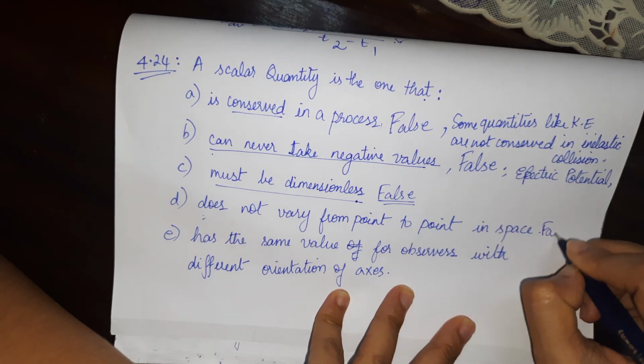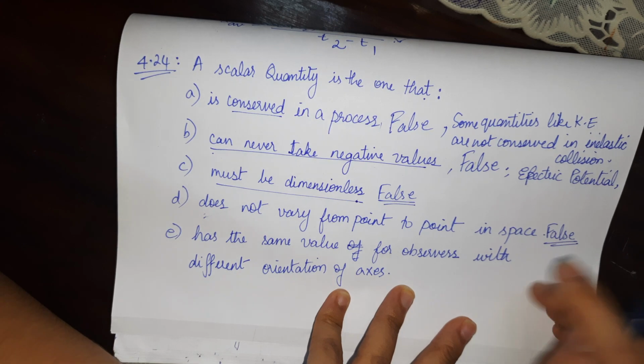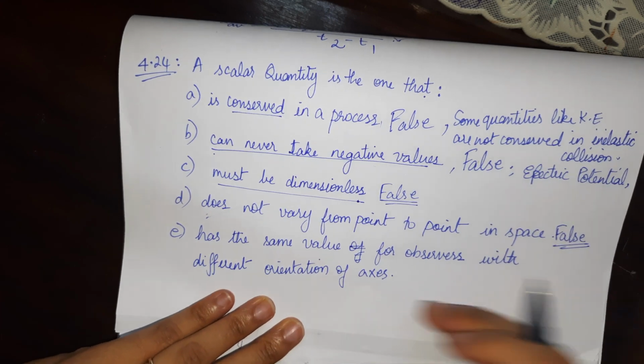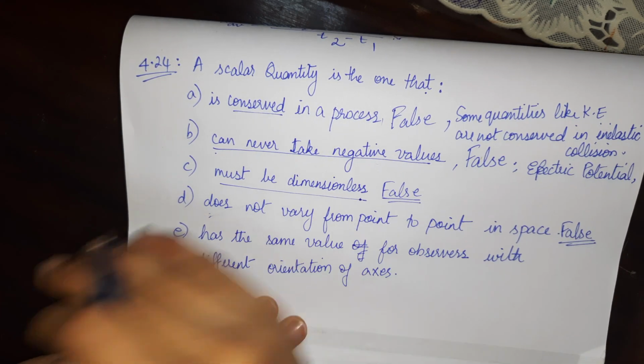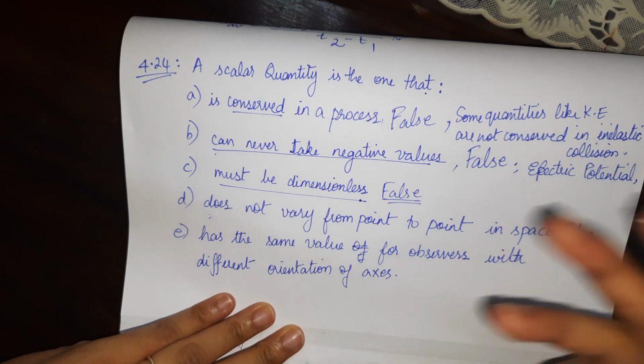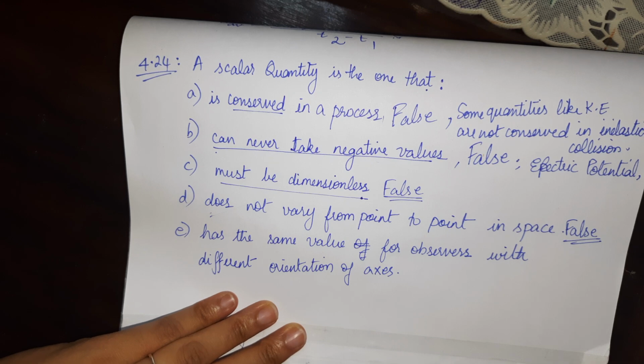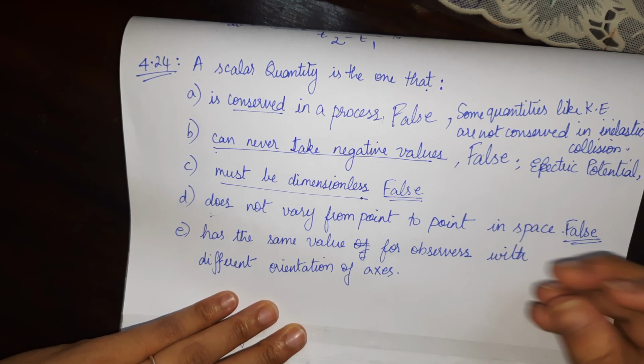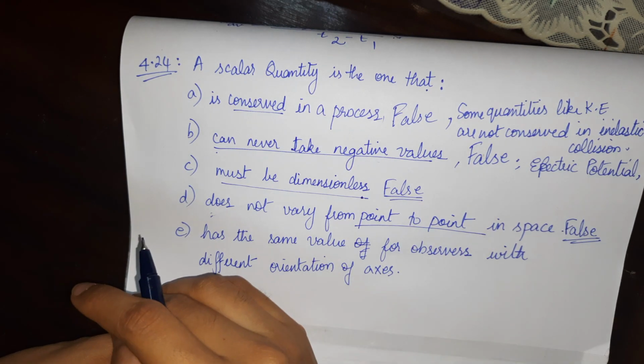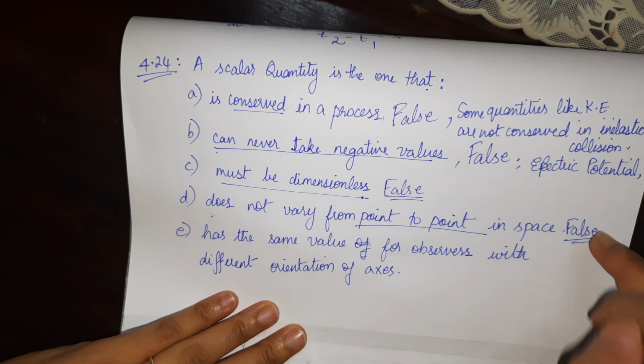For example, density, which varies from point to point. The density of a gas in the atmosphere varies from point to point, pressure varies from point to point. So you have so many different scalar quantities which change as you move from one point to another in space. So this is also false.